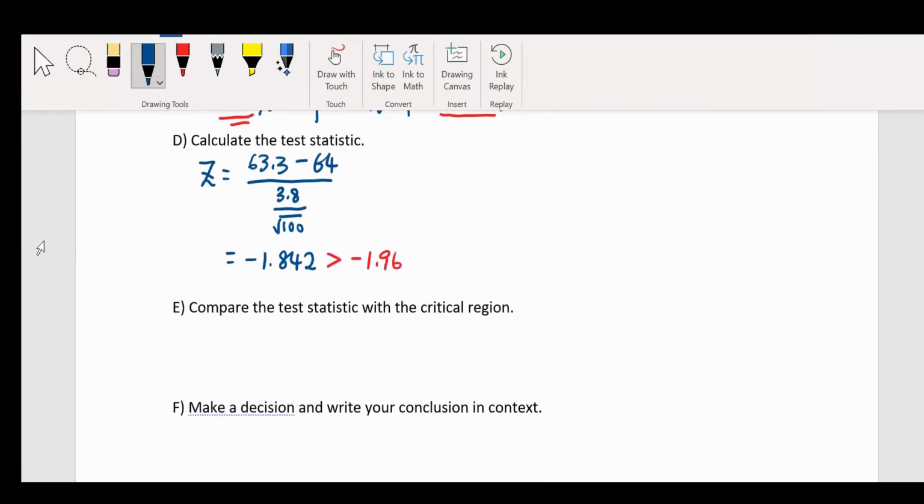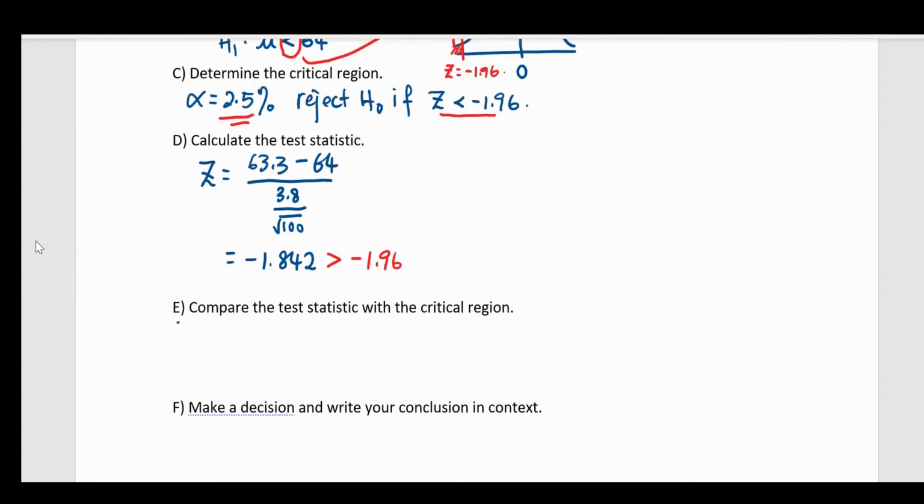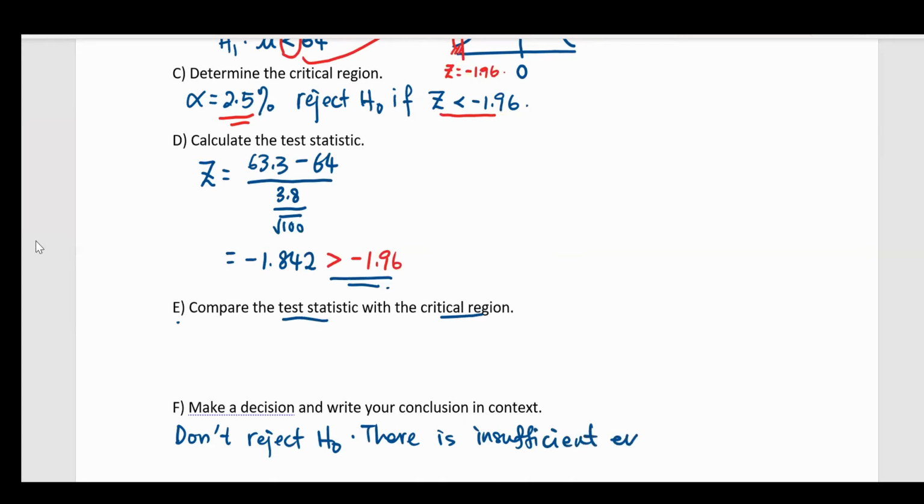So we have already done the comparison. We compare the test statistic with the critical region, and now we get to make a decision. So we do not reject H0. Then there is insufficient evidence at the 2.5% significance level.